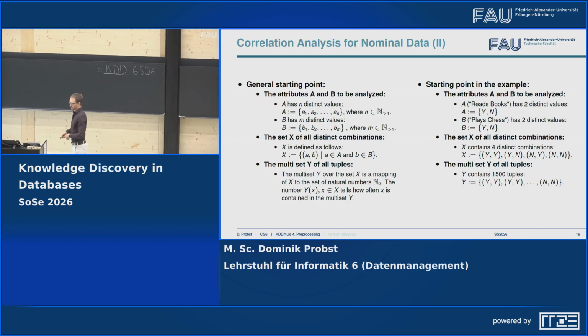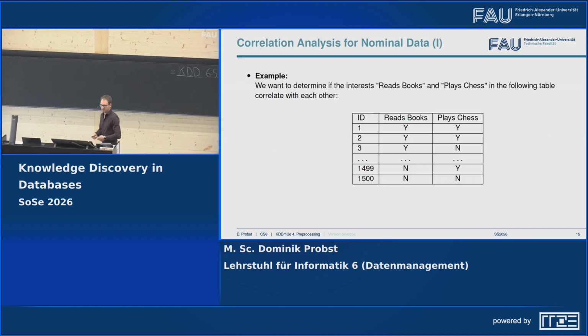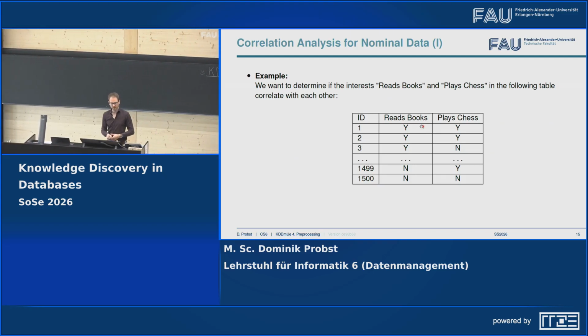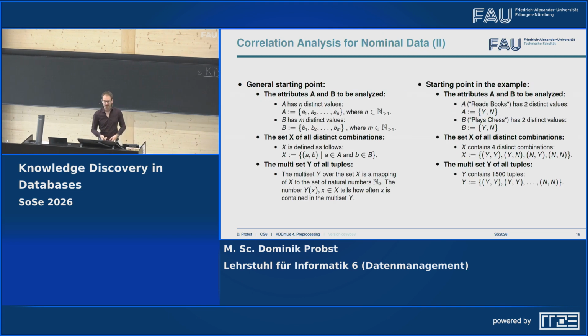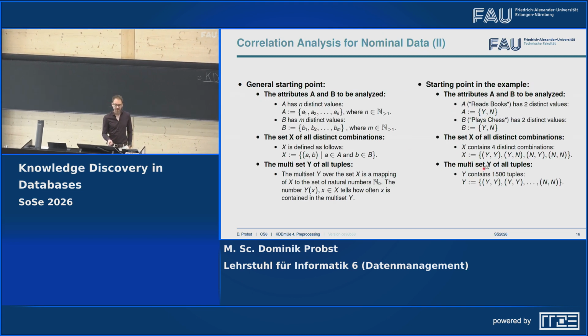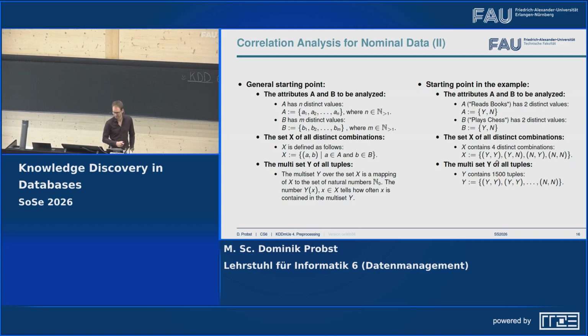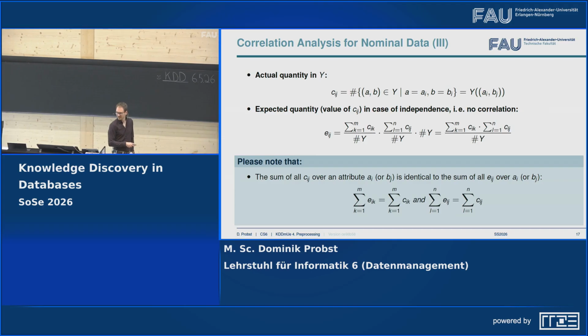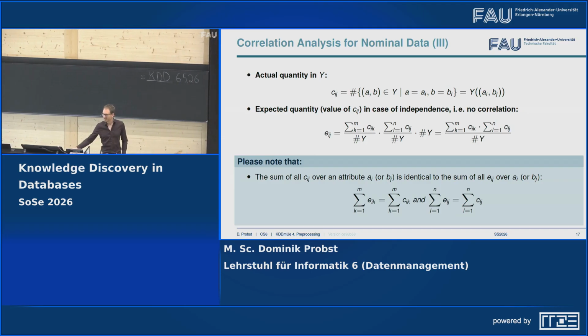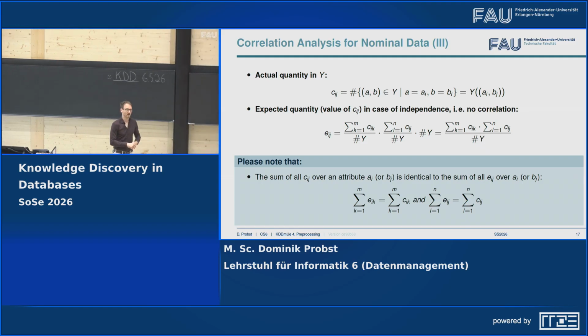So the multiset Y of all tuples is simply Y and Y for the first tuple, Y and Y for the second tuple, Y and N for the third tuple, and so on. That's the multiset. So we end up with a multiset of 1,500 tuples. These can then be used to compute some numbers.